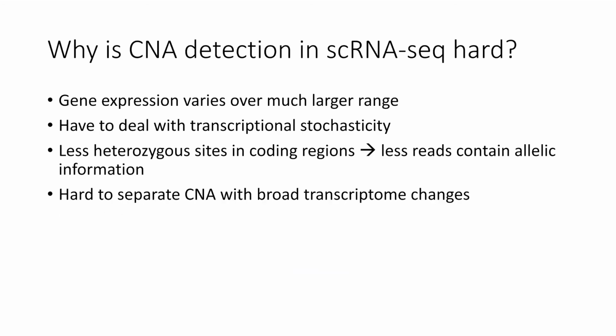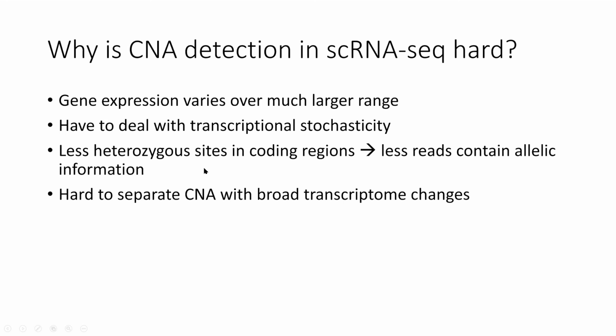So why is CNA detection in single-cell RNA-seq so hard? The reason is that gene expression varies over a much larger dynamic range. And then you also have to deal with transcriptional stochasticity when you look at gene expression. So that makes total copy number estimation hard. But also, we rely on reads that cover heterozygous sites, and there are not many of these in coding regions, which is why allelic information is sparse, and that makes allele-specific copy number estimation hard.